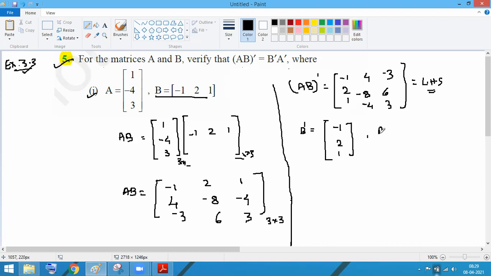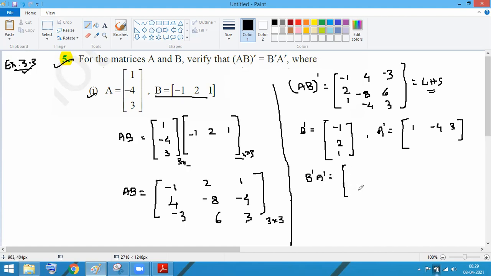Now I will find out A'. The whole column becomes a row. The first row first column is 1, the second row second column is -4, and the third row third column is 3. Now find out B'A'.